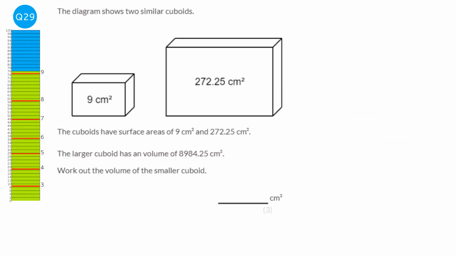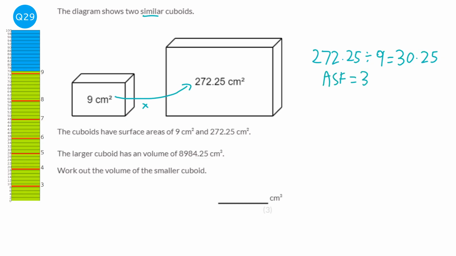So we know that the cuboids are similar, so there's going to be scale factors. And we're given the two surface areas, so we're going to first of all start there. And we know that there's going to be a scale factor between them. So what do we times the 9 by to get to the 272.25? So we're going to do 272.25, the big one divided by the small one, to find out what the area scale factor is. And when we do that, we get 30.25. So the area scale factor is 30.25.